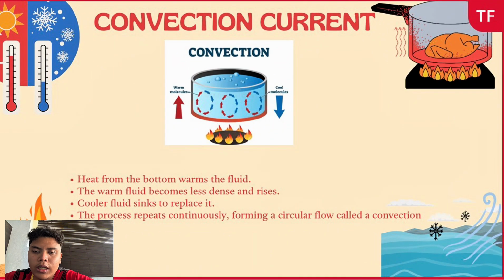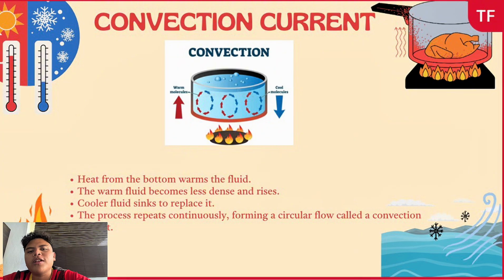We go to the next part, which is the convection current itself. As the diagram above shows, the heat from the bottom warms the fluid. The warm fluid becomes less dense and rises. Cooler fluid sinks to replace the warm fluid. The process repeats continuously, forming a circular flow called a convection current. That is all from me. We're going to move to the next presenter.